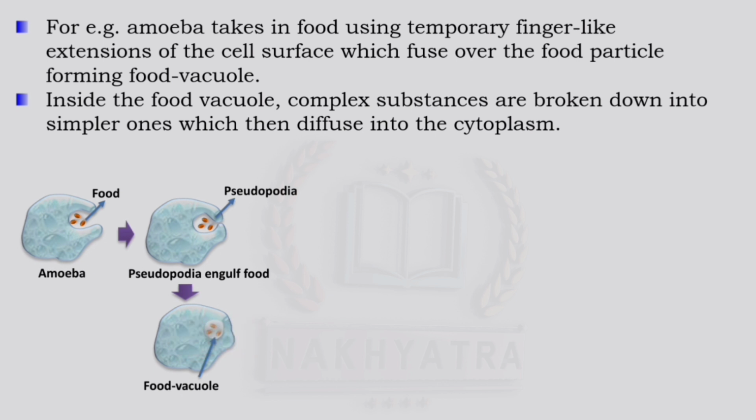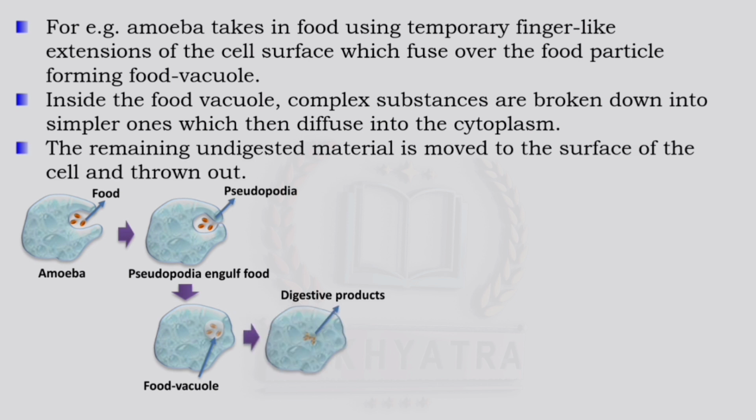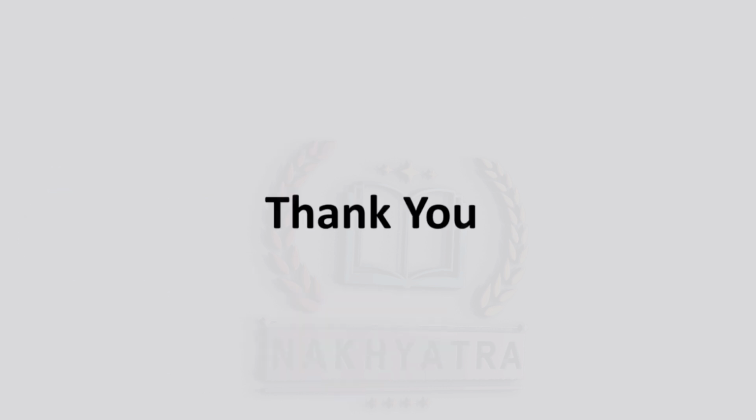The remaining undigested material is moved to the surface of the cell and thrown out. So these are the digestive products, and the undigested material is moved to the surface of the cell and then thrown out. I hope everyone is clear. Okay, thank you students.